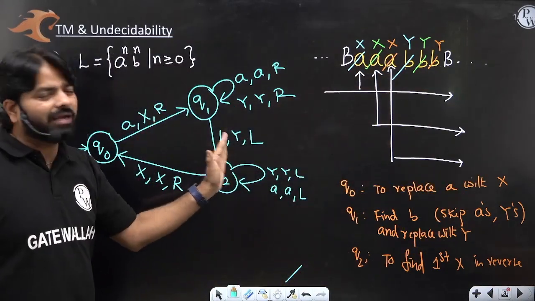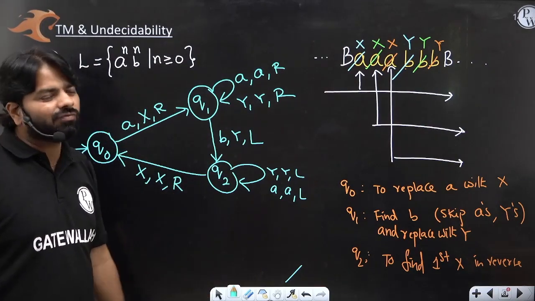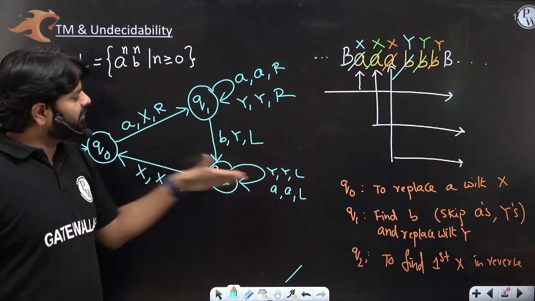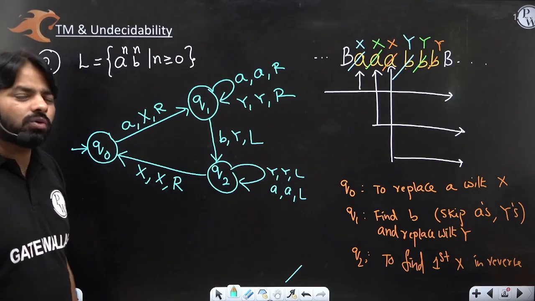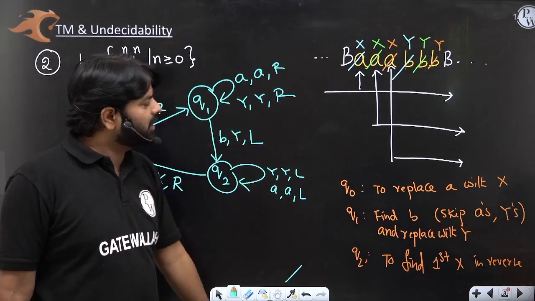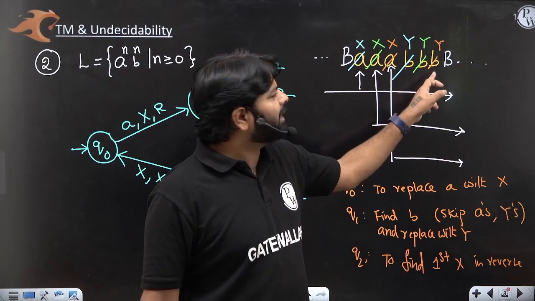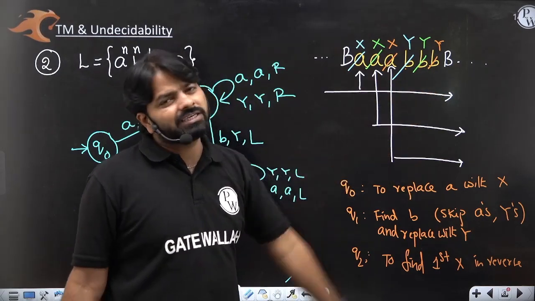Every A will be replaced with X, and similarly every B will be replaced with Y in every forward scan. In the reverse scan, Q2 will take care of handing over to Q0 at the proper position. This is going to happen for all the A's and B's. Like if 3 A's and 3 B's are there, all of them are replaced with X and Y respectively.